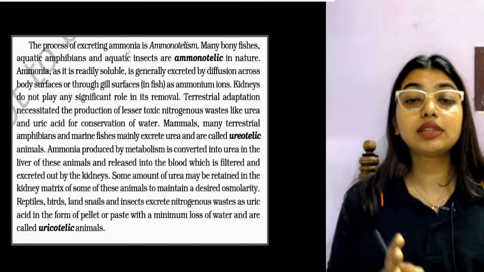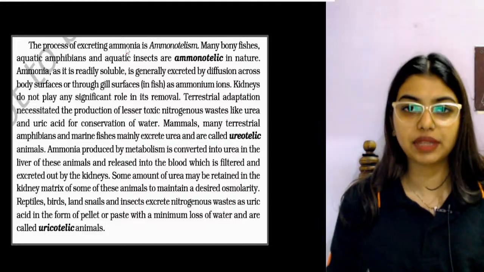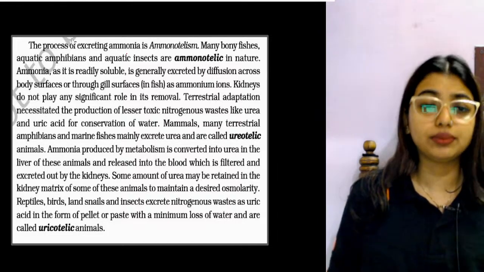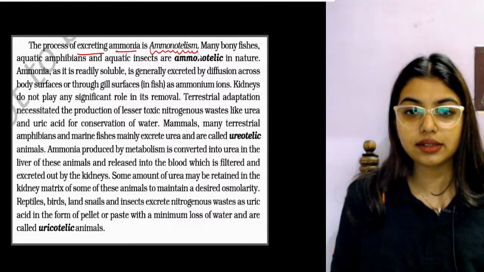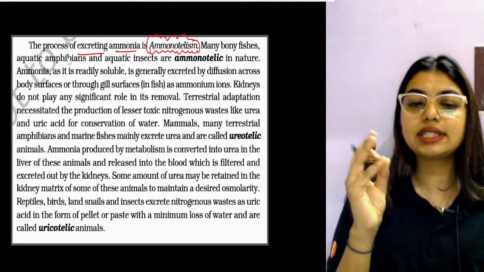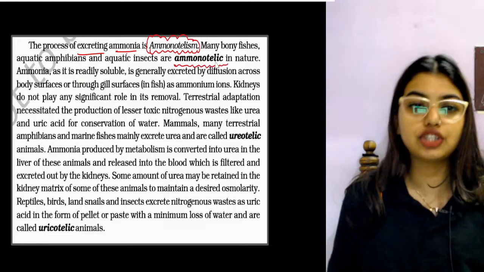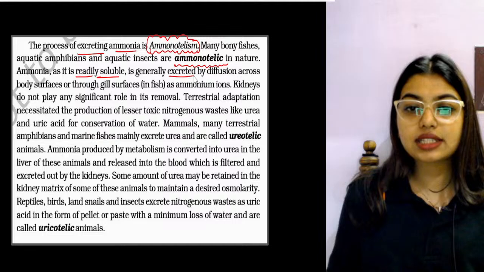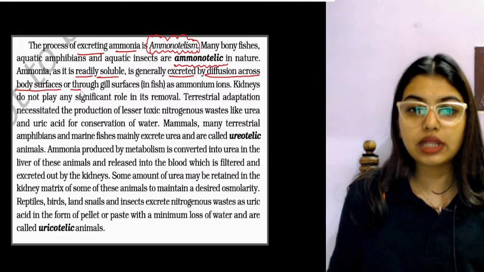It will be organisms that are underwater. If I need a lot of water to excrete something, that means I should mainly be an aquatic organism. The process of excreting ammonia is called ammonotelism. Many bony fishes, aquatic amphibians and aquatic insects are ammonotelic in nature. Ammonia, as it is readily soluble, is generally excreted by diffusion across the body surface or through the gill surface.